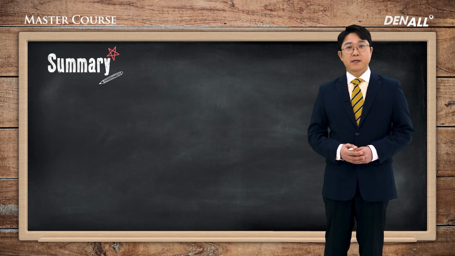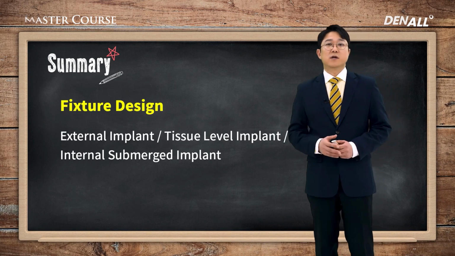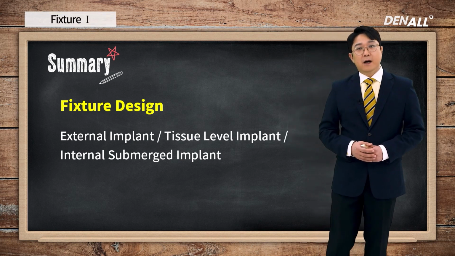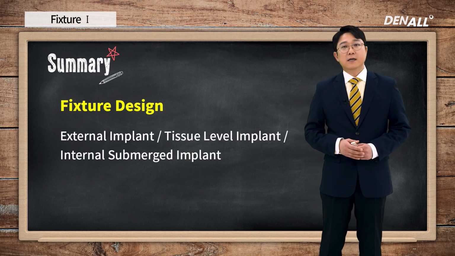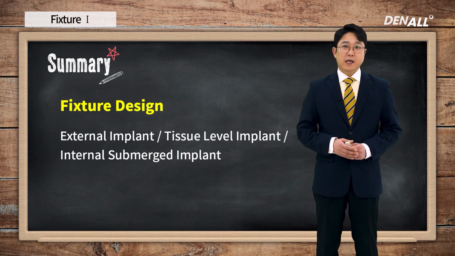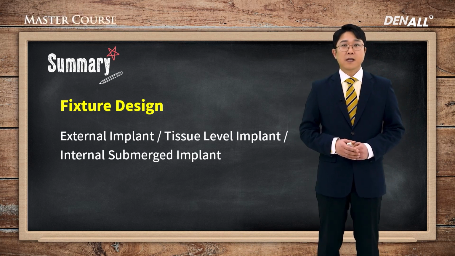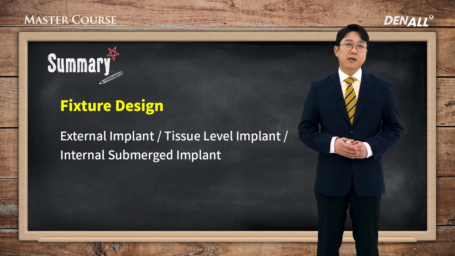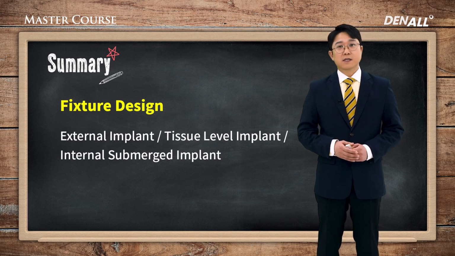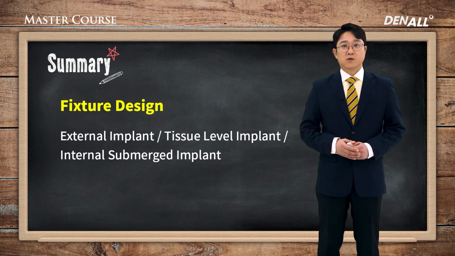So let's summarize what we have discussed: fixture design and materials. Fixture design has external, tissue level and internal, and submerged implants. 3 designs. Which one is good or bad is irrelevant. Each of them has advantages and disadvantages. Therefore, we need to understand advantages and disadvantages properly. With any implant, you can get a very good outcome if you use it appropriately.